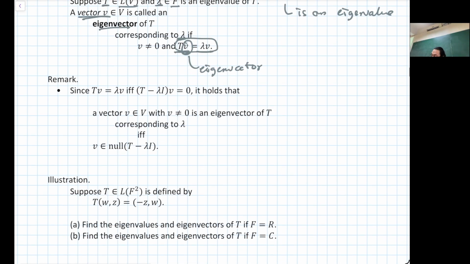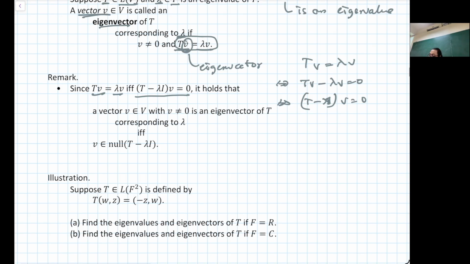Okay. Right. So now, it says since TV equals lambda V, if and only if T minus lambda I V is 0. Like this we just saw, right? You can just write it down as TV equals lambda V, if and only if TV minus lambda V is 0, which is equivalent to writing T minus lambda identity. Right? This is fine? Okay. So this is the case.